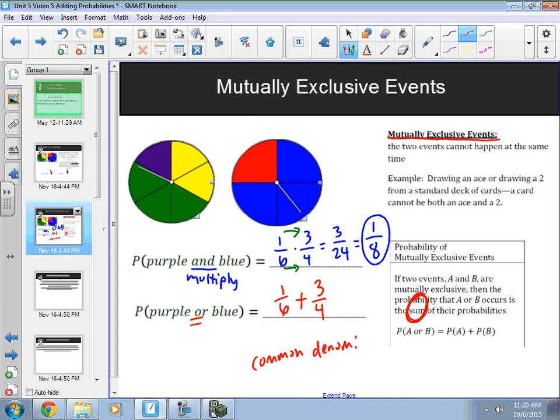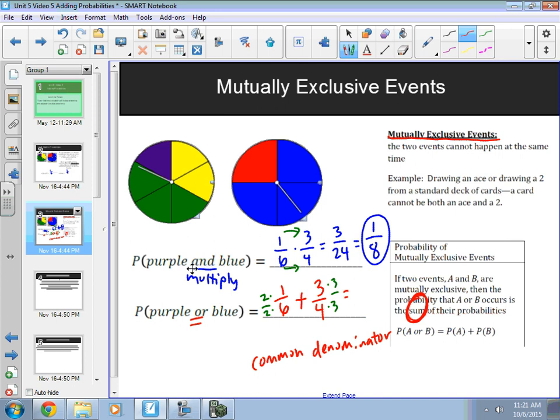So to add these up, we need to get a common denominator between 6 and 4. A common denominator between 6 and 4 would be 12. Both of those numbers go into 12. So let's multiply the first one by 2 over 2. That's like multiplying by 1. And the second one, let's multiply by 3 over 3. That's okay to do. We're just multiplying by 1. We're just changing what the number looks like, not the value.